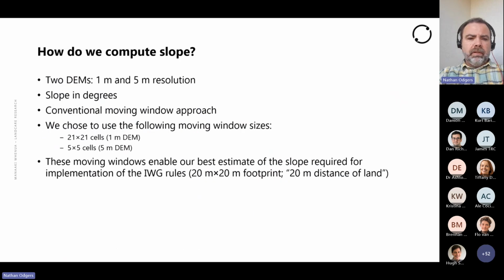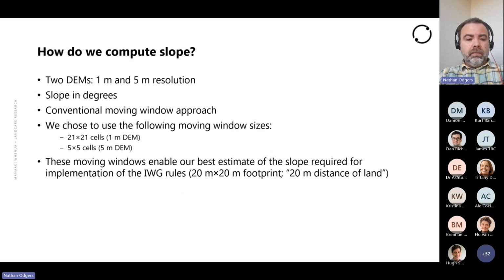I thought I'd touch briefly on how we compute slope. And I will say with this work, we had two digital elevation models derived from the region-wide LiDAR coverage, one of those at 1 meter resolution and one of those at 5 meter resolution. We applied the same approach to each. We computed the slope in degrees using a conventional moving window approach.